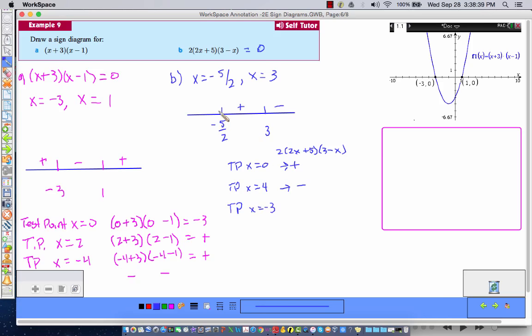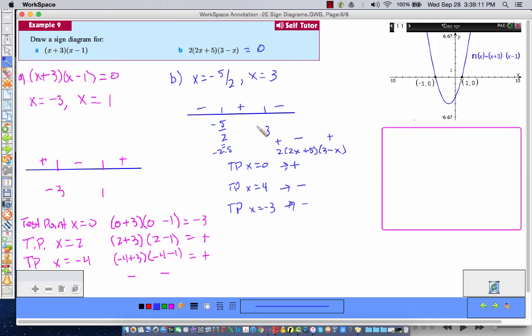And then my last test point, I'm going to use x equals negative 3. Because this is actually equal to negative 2.5. I'll put that here. Negative 5 over 2 is negative 2.5. So negative 3 is to the left. Easy test point. So let's see. 2 is positive. 2 times negative 3 is negative 6. Negative 6 plus 5 is a negative. And 3 minus a negative 3 is a positive. A positive times a negative times a positive is going to be negative.